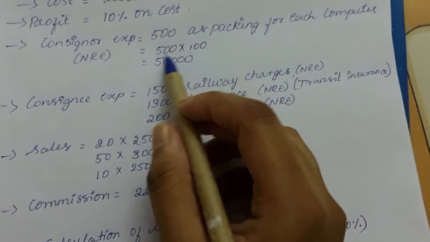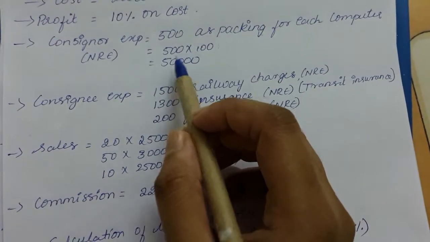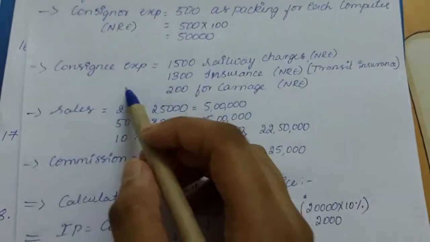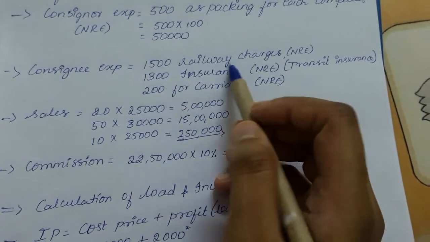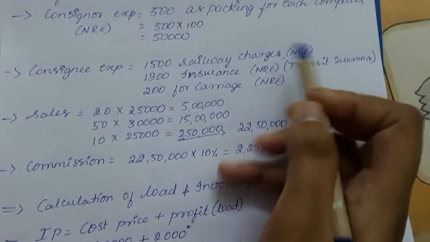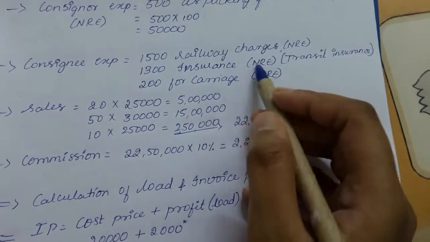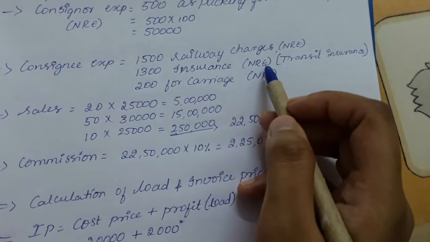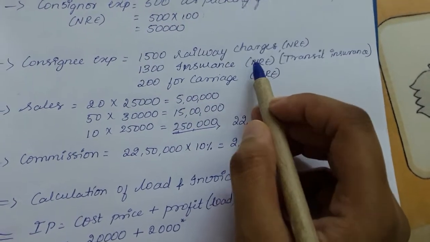So next, the value of that is 50,000. So that is a non-recurring expense. Next, consignee expenses: 1,500 as railway charges. Non-recurring expenses: 1,300 as insurance, that is also a non-recurring expense. You should see this properly.